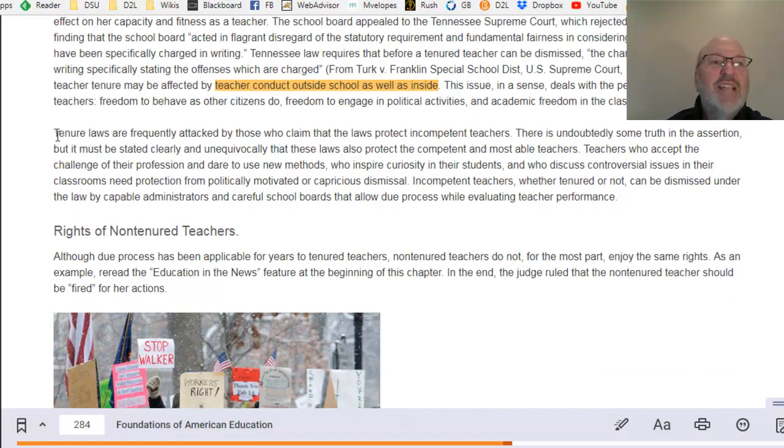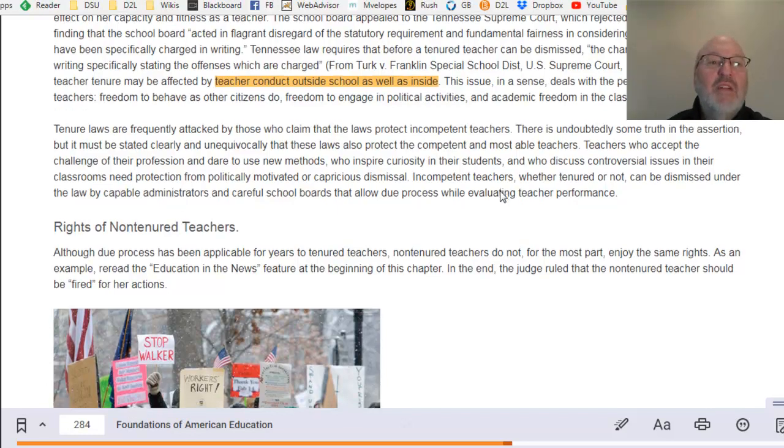This is interesting. There are shots here about tenure laws being frequently attacked, with critics who claim that the laws protect incompetent teachers. And again, that's what Waiting for Superman was about, how hard it is to get ineffective teachers off the payroll.